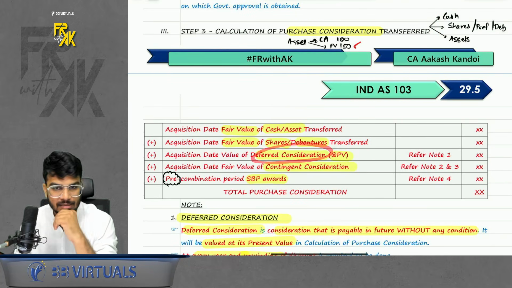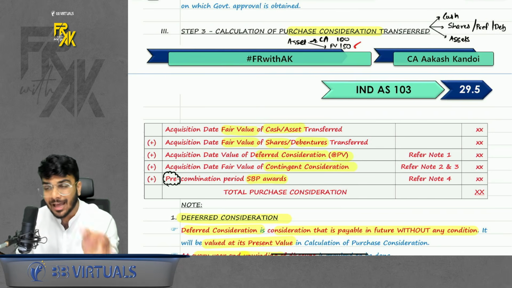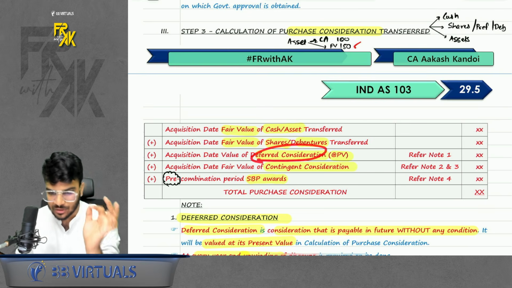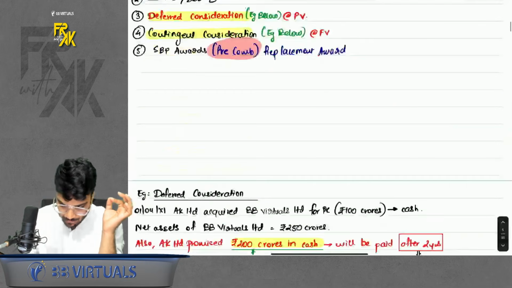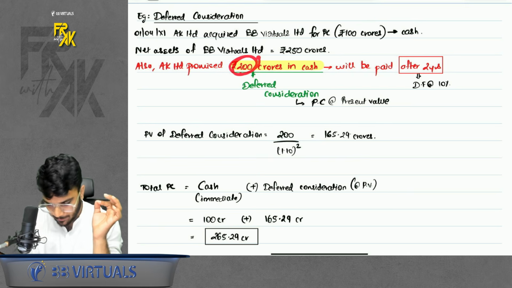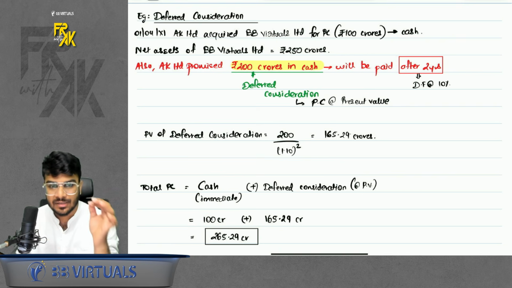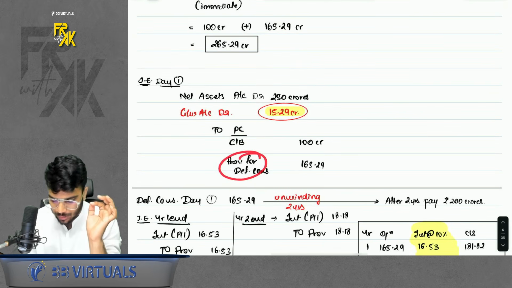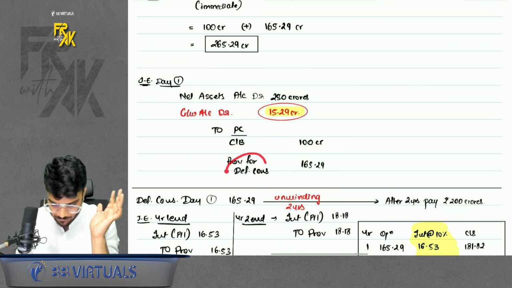Something known as deferred consideration. What is the meaning of deferred consideration? A consideration which you will pay after a certain number of years, but 100% you will pay. That is known as deferred consideration. So if there is any deferred consideration, you will consider it at present value. In class we discussed an example where we were supposed to give a payment after 2 years. 100% we will give, but after 2 years. So you will include this in PC at present value. On day one you are not paying anything, so it will create a liability for the purchasing company, provision for deferred consideration.